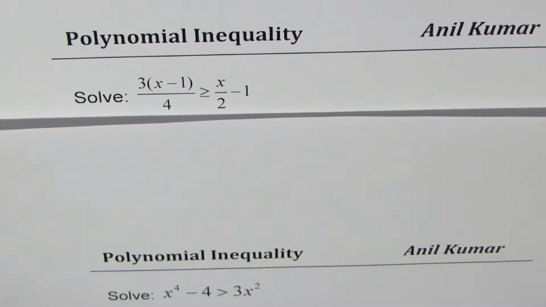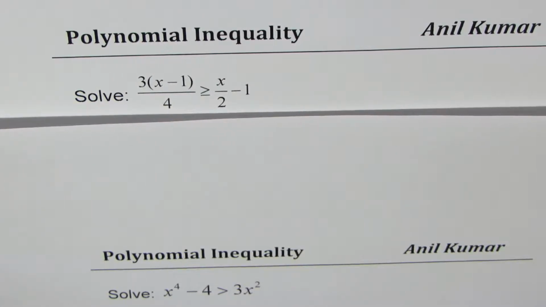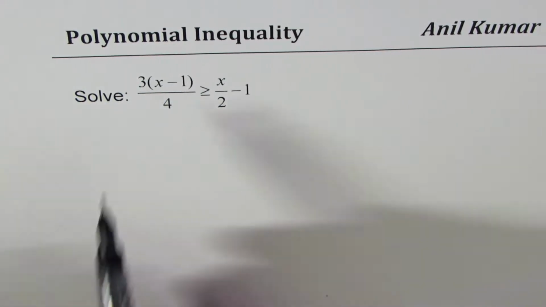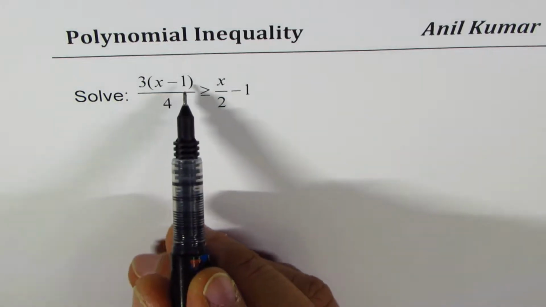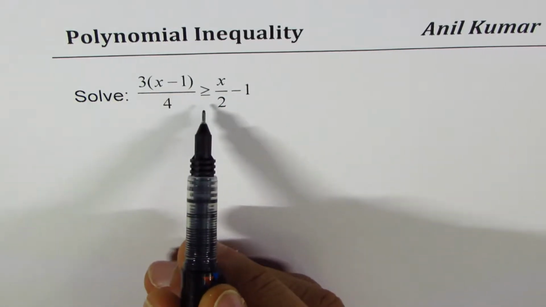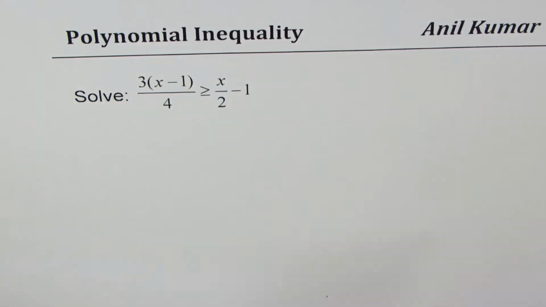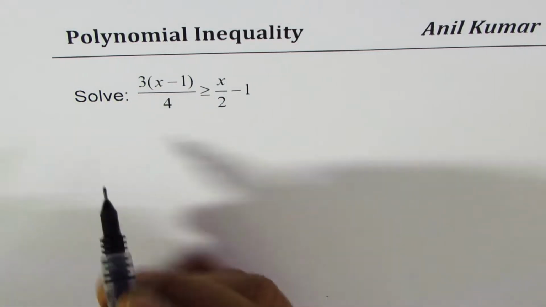I'm Anil Kumar. We'll solve polynomial inequalities in this particular video. Let's begin with a linear inequality. So we have 3 times x minus 1 divided by 4, which is greater than or equal to x over 2 minus 1. Now let me rewrite this.